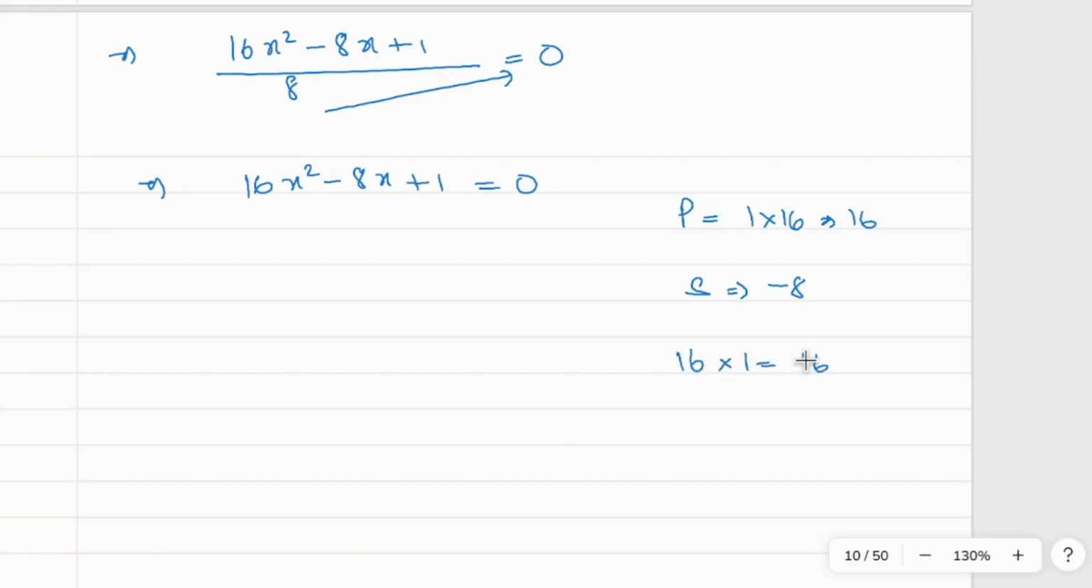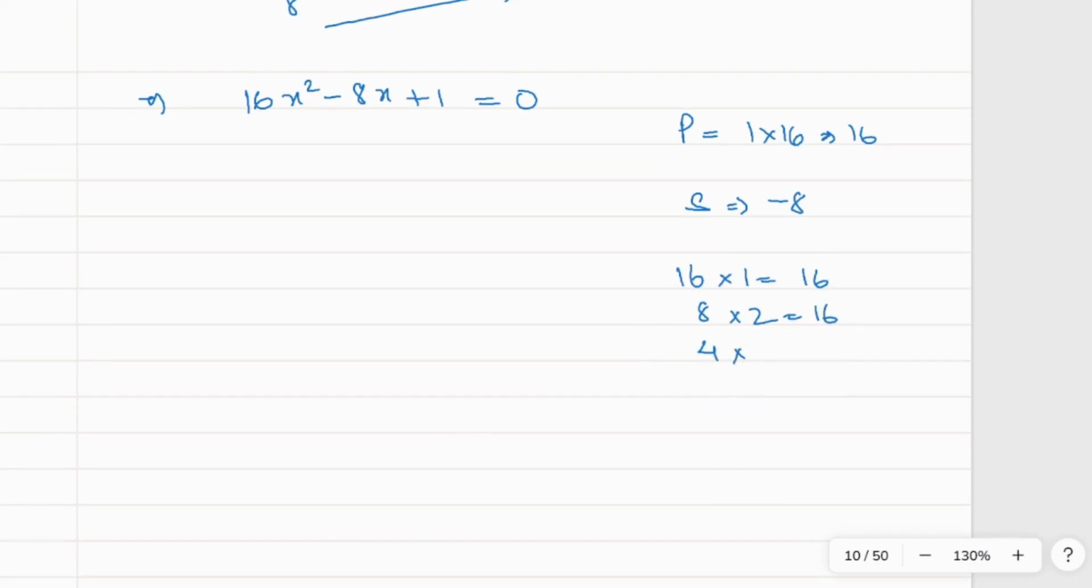8 twos are 16. Then 4 into 4 equals 16. Now check here, I have to get minus 8. But when I take 4 plus 4, I will get the value 8. So how can I get minus 8 from there? That is minus 4. Minus 4 minus 4 will give me minus 8, right?